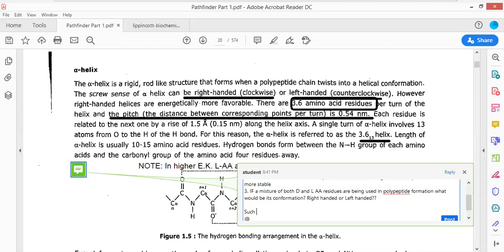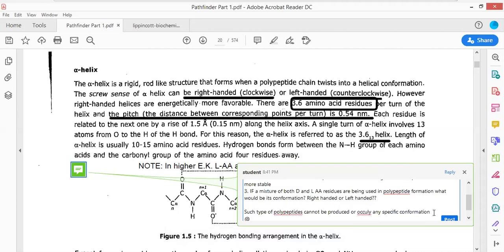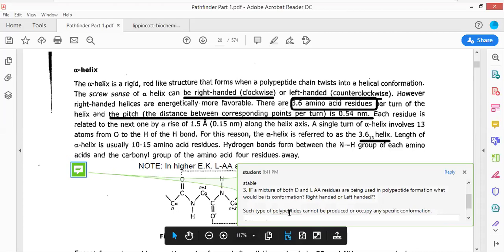Such polypeptides cannot be produced or occupy any specific conformation. When they cannot be produced, then what about the conformation? They cannot occupy any particular conformation. Okay, so that's all. Please do remember this particular point.